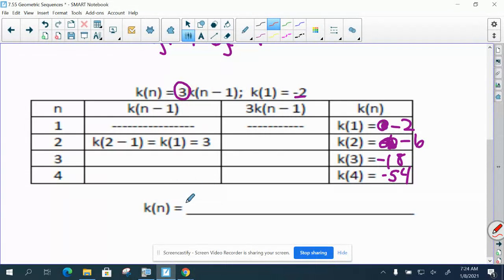So then your explicit rule would be the first term, -2, times your ratio, which is 3, to the n minus 1. Okay, so that tells you how you can use the recursive rule to figure out the explicit rule.